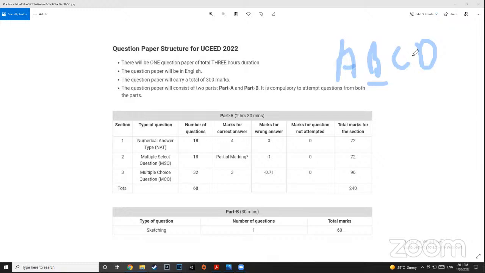Okay, so this is your question paper structure.